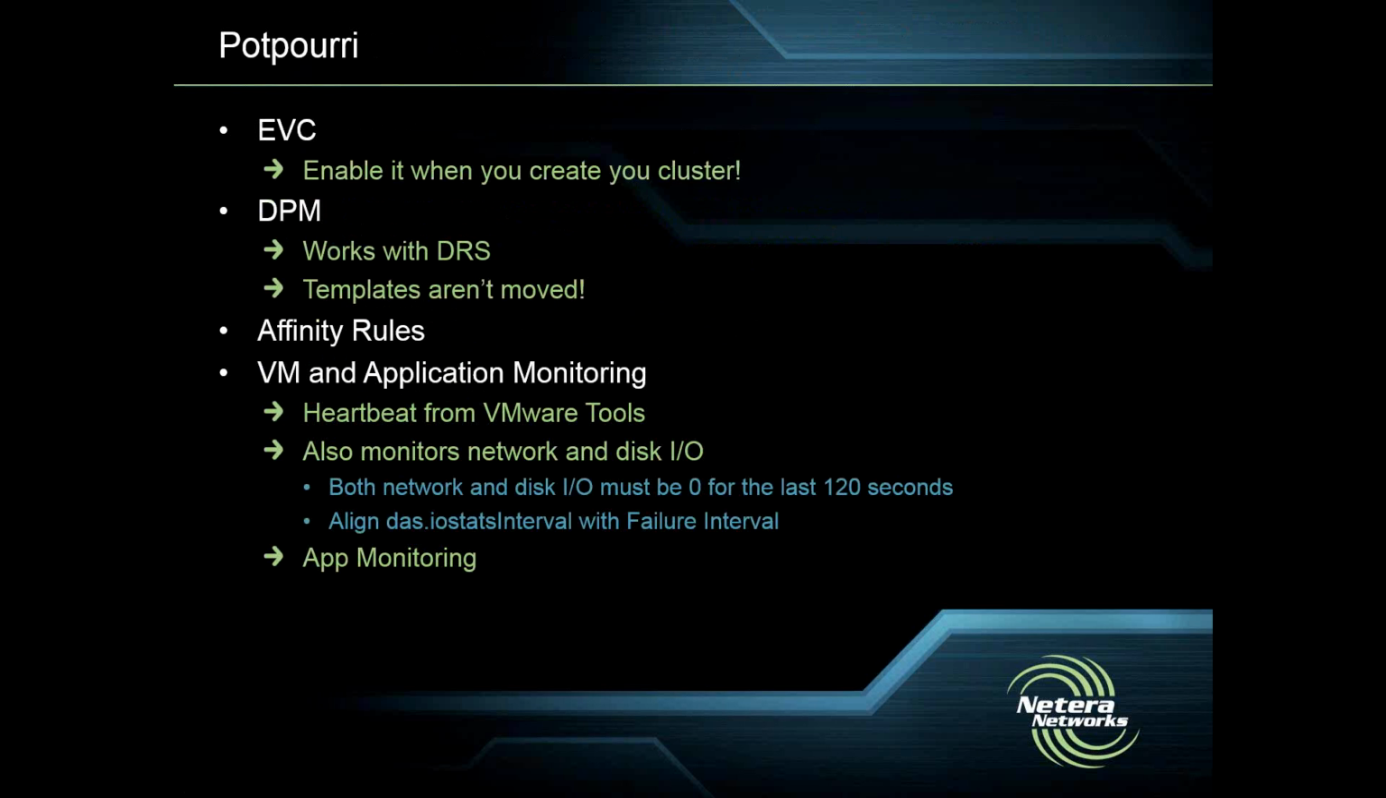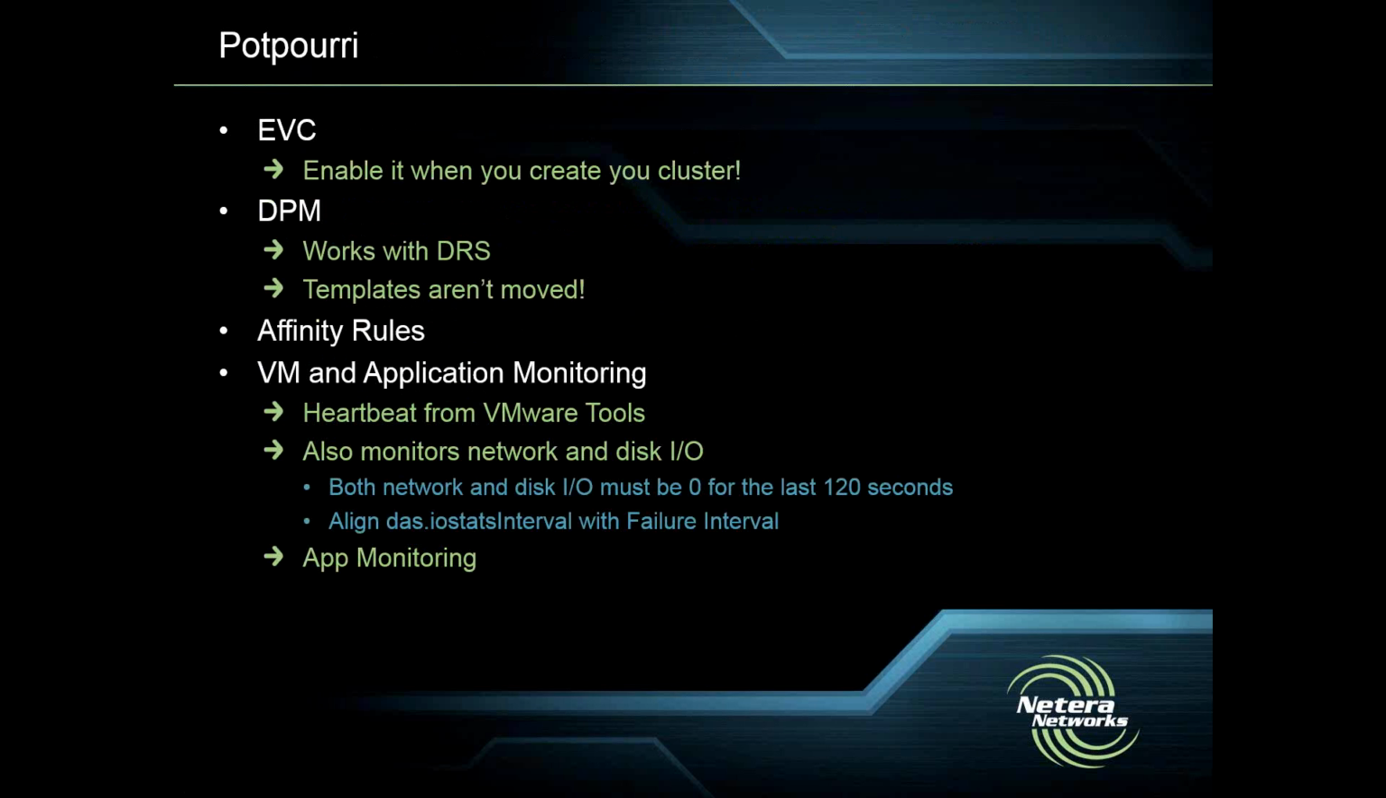And finally, VM and application monitoring. One thing I didn't mention with regard to VM monitoring, I told you there was the asterisk associated with the heartbeat from VMware Tools. It does also monitor network and disk I/O. By default, both network and disk I/O are monitored for the last 120 seconds. Should VMware Tools not offer a heartbeat to the ESXi host, then the network and disk I/O is looked at, and if there's no I/O, then the ESXi host knows for sure that the VM has failed and it can restart.